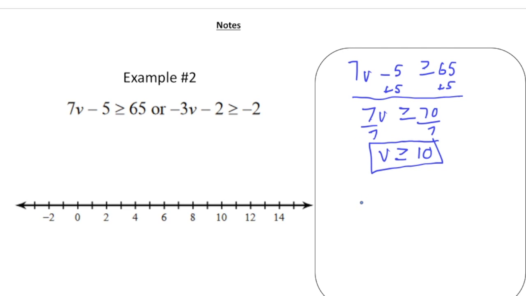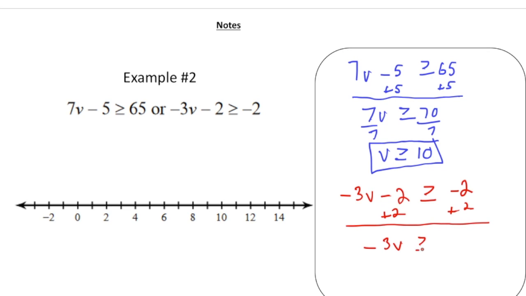The second one, with a different color here, we have negative 3v minus 2 is greater than or equal to negative 2. Now I'm going to solve for v by adding 2 to both sides. So we get negative 3v is greater than or equal to 0. Now I have to divide both sides by negative 3.